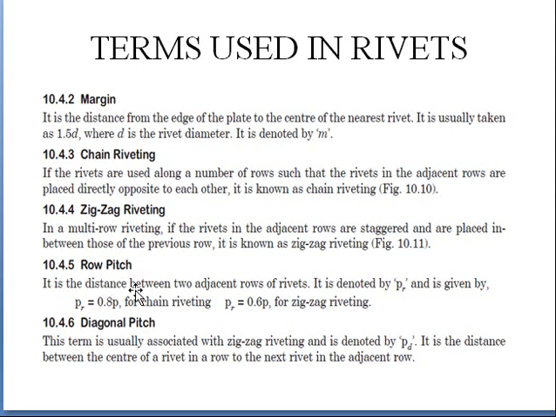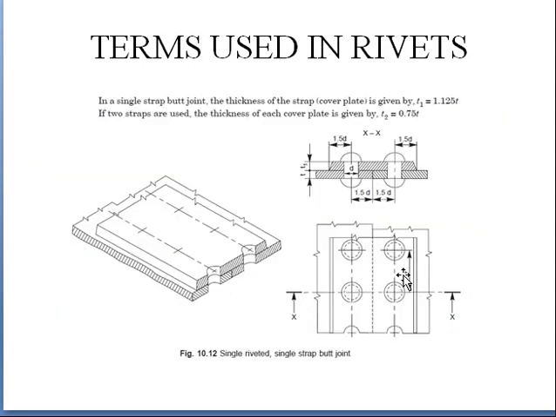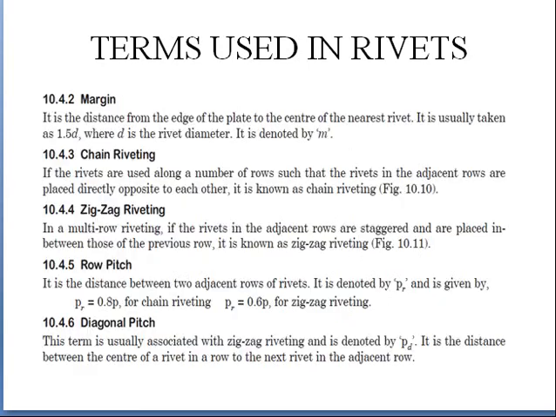Next one is row pitch. It is the distance between two adjacent rows of rivets. It is denoted by PR. PR equals 0.8 P for chain riveting and 0.6 P for zigzag riveting. This is the row. Here the distance from this rivet to this rivet is 0.8 P, where P is the pitch of the rivet. Pitch is the distance from this rivet to this rivet. In case of zigzag riveting, if one rivet is here and one rivet is here, then we consider this as 0.6 P, where again P is the pitch. It means the distance between these two points.